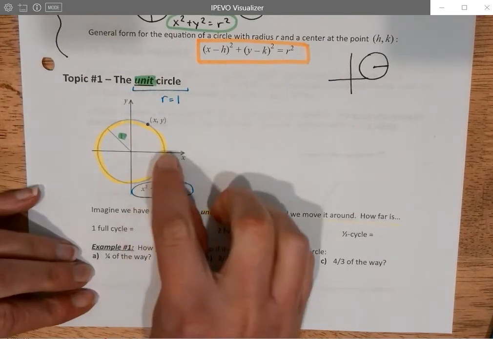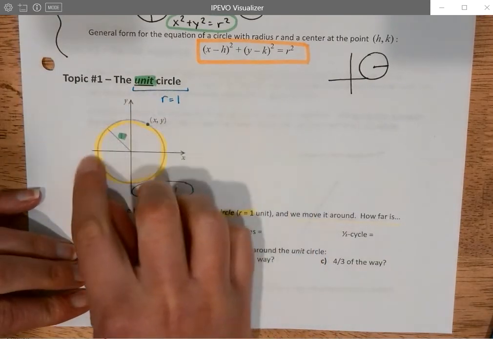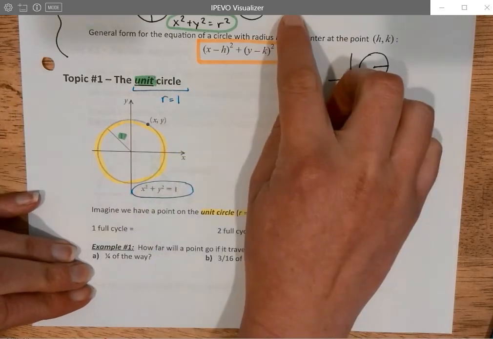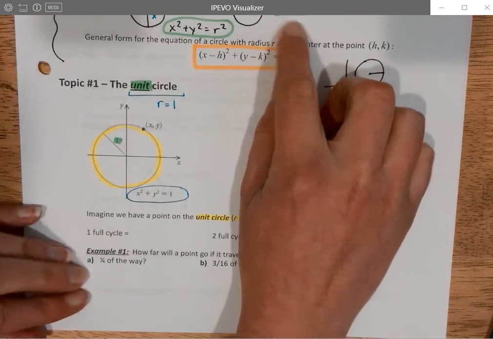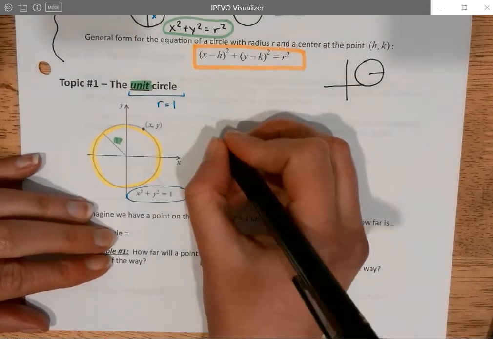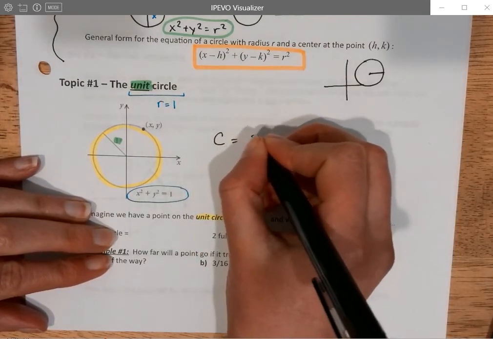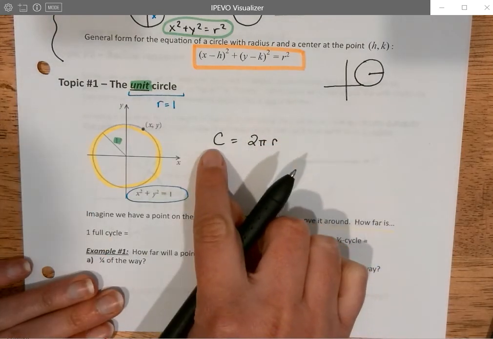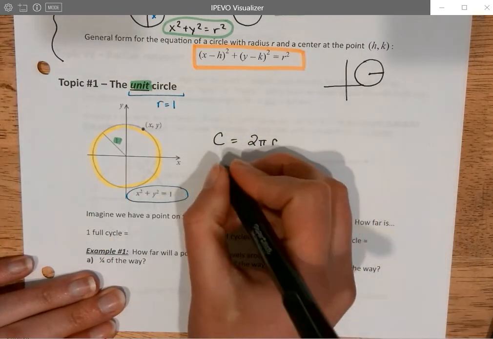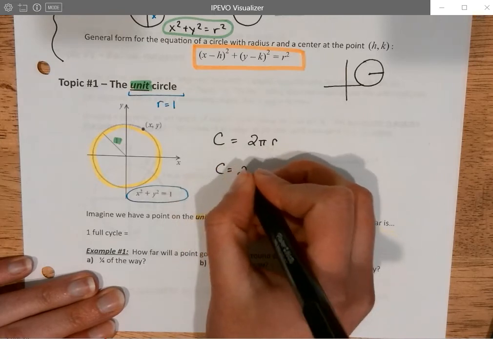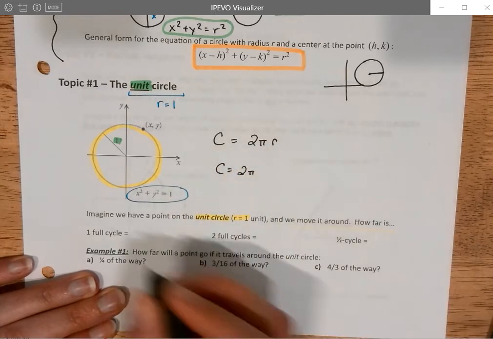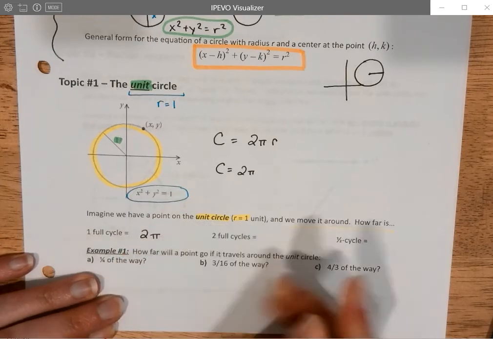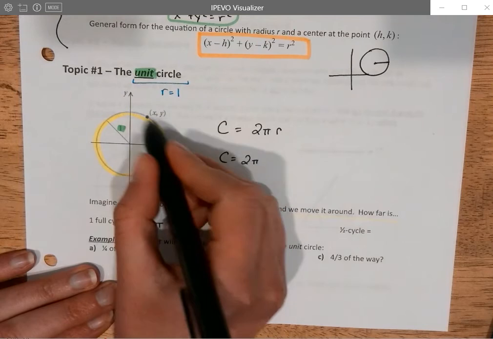The distance that your point is traveling around the circle, if I go 1 full circle, would be its circumference. So I mentioned the formula for area of a circle up here. The formula for circumference of a circle is 2 times pi times r. That would be the circumference all the way around the circle. And so the circumference of the unit circle is 2 times pi times 1. So if I go 1 full cycle, we'll have traveled a distance of 2 pi all the way around, traveling around the edge of the circle.